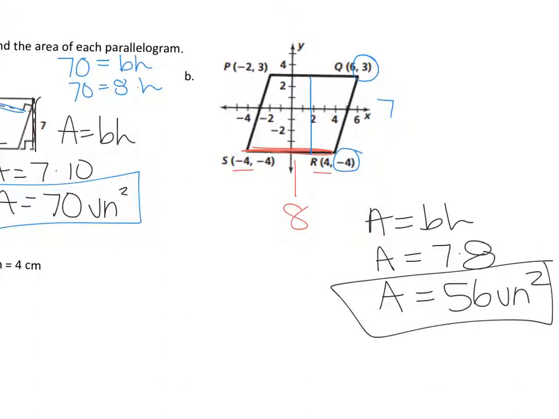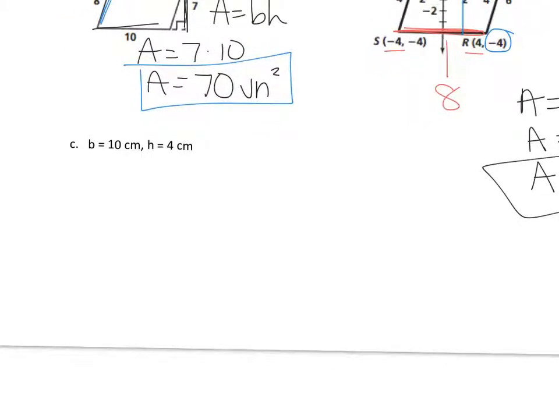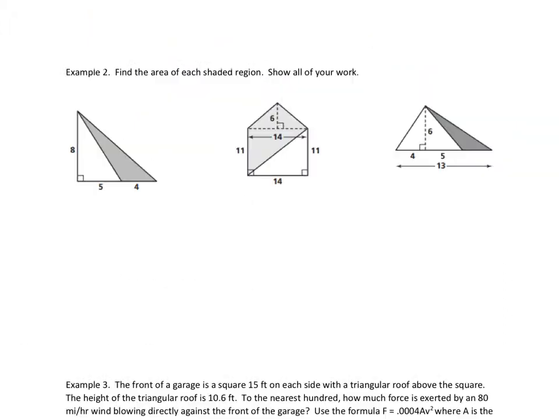So I could have used this is my base, and then I'd have to get a perpendicular right here, and that's just more complicated, so I try to stick with up and down or side to side. And then find the area of a parallelogram. Area equals base times height. Area equals 10 times 4. Area equals 40 centimeters squared. Because it's area, always square the units.